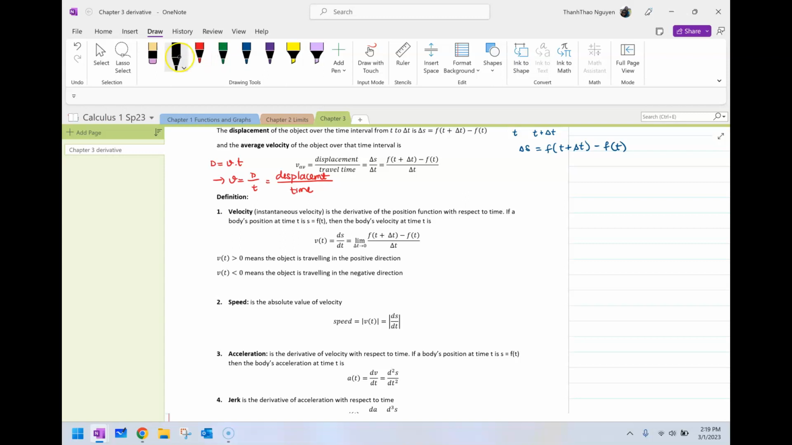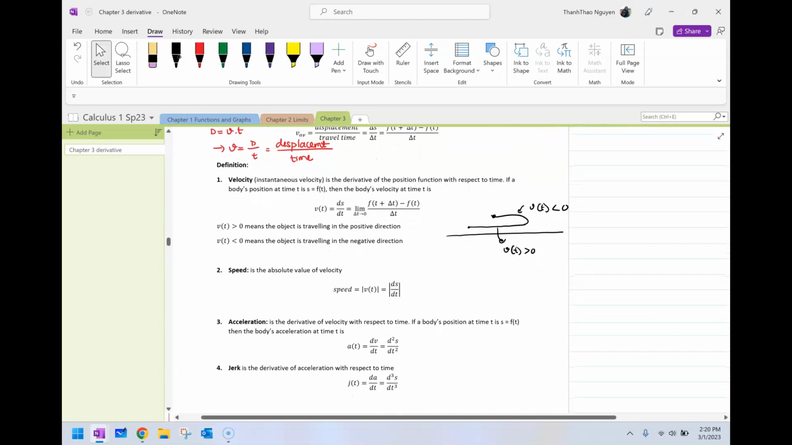So let's see here, this is a straight line, and the object is moving in this direction. In this portion, v of t is greater than 0. Then at this point, the object turns around, makes a U-turn, and moves backward. So in this portion, v of t is less than 0. The speed is the absolute value of the velocity. The speed is always positive.